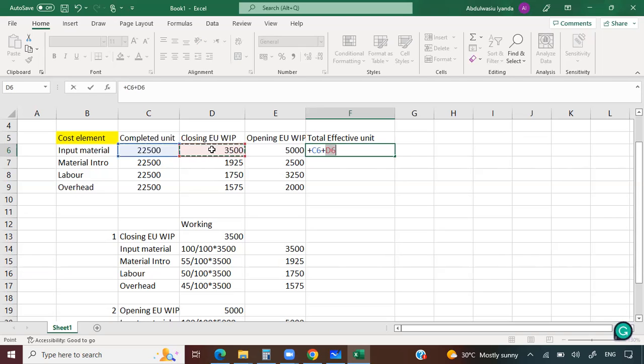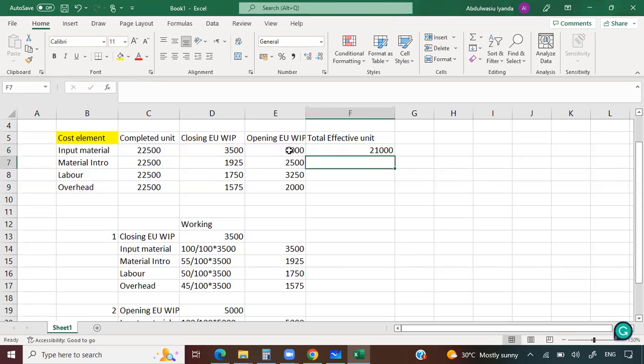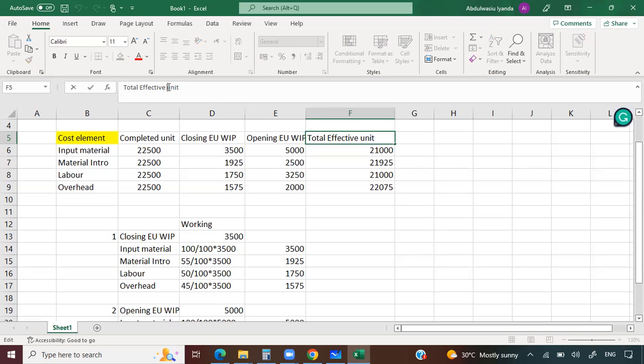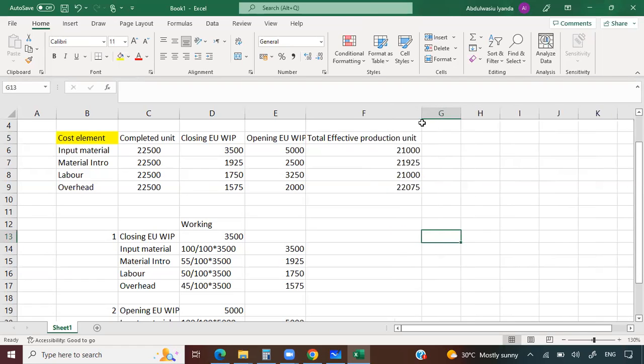Plus, what do you close with? Minus, what do you start with? And these are my effective units. You're going to get effective units. Total effective production unit. This is like a format, and you have to master it now.